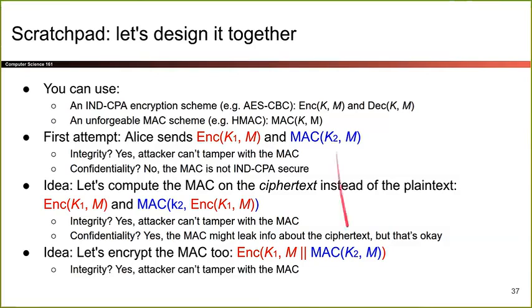So again, integrity, yes, there's a MAC. So if you tamper, the MAC will show you that something has been tampered with. Integrity, yes. Confidentiality, yes. Why? Because everything is encrypted. So by definition, you can't decrypt anything. So those are the two general strategies for combining.